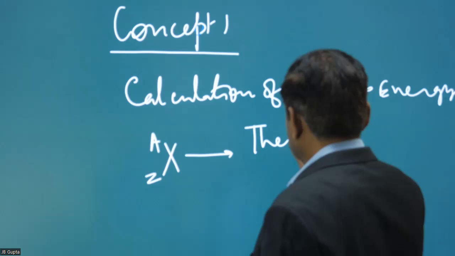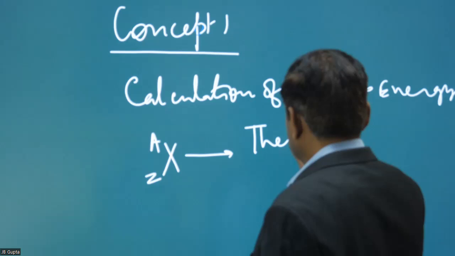It is given the mass of the atom. But if you want to calculate the actual mass of the nucleus, then the mass of the electrons will have to be subtracted from it. And there's a way you calculate it, right? Then see, the next concept, concept number 2, is related to the calculation of energy or mass in a nuclear reaction.